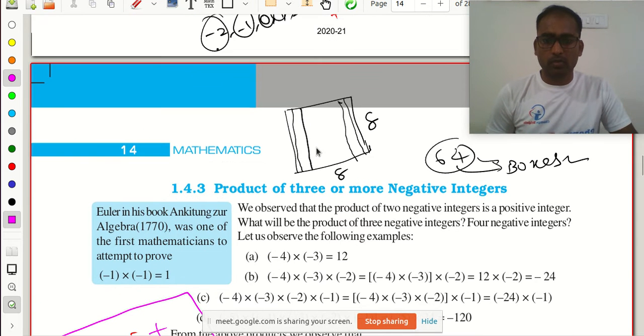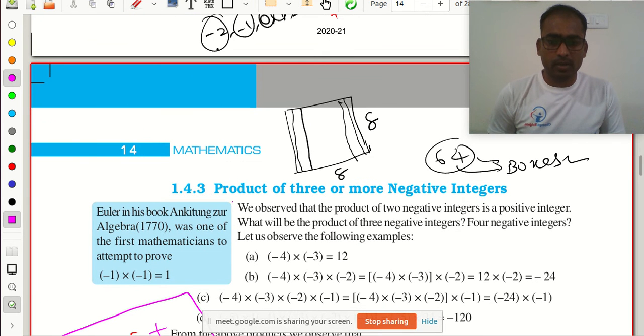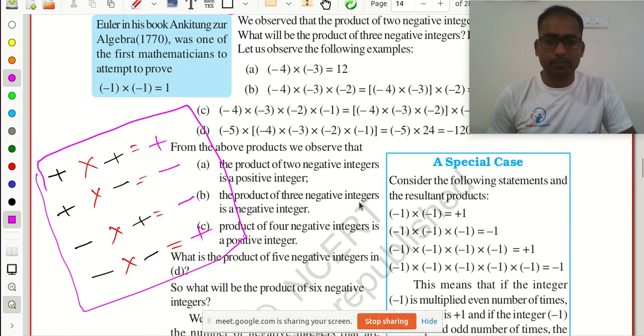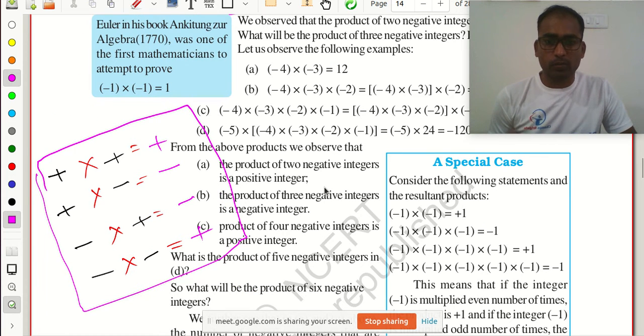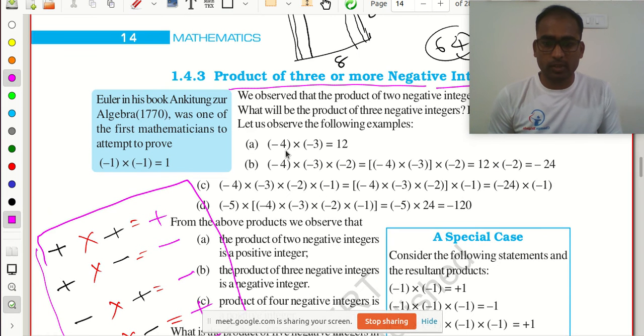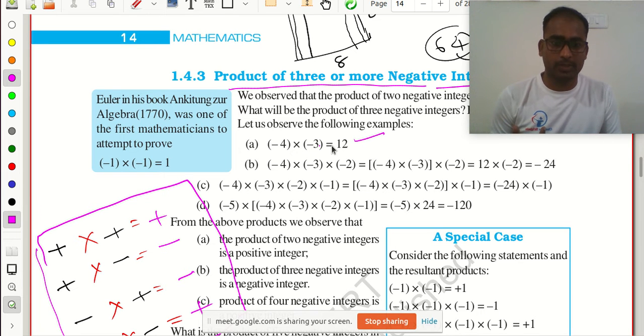Now we need to multiply the product of 3 or more negative integers. Then what happens if I do the product of more than two integers, that we are going to see here. So here minus 4 into minus 3 is how much? 12. Minus into minus is plus. So our answer will be plus.